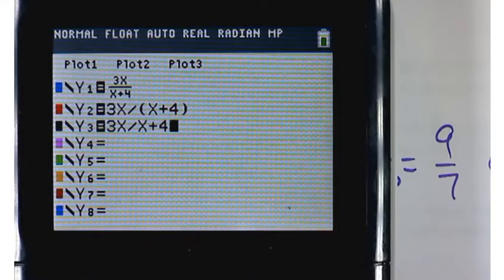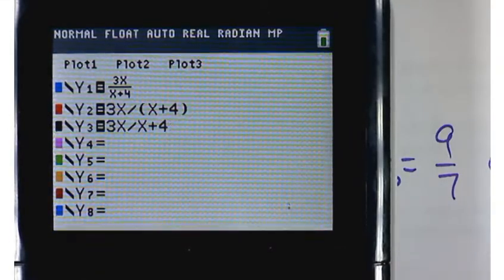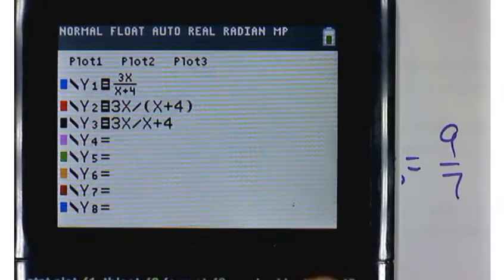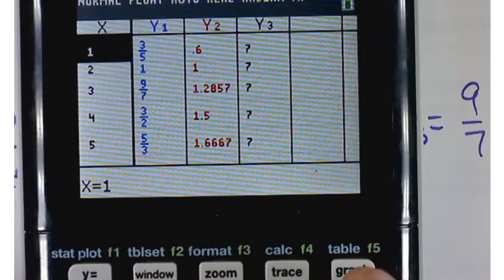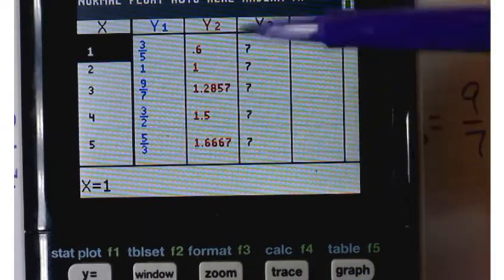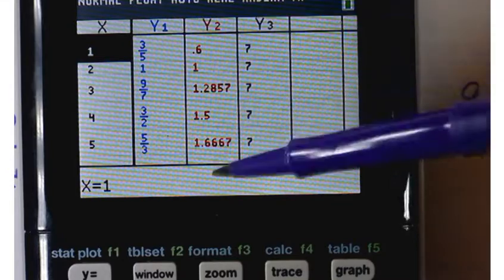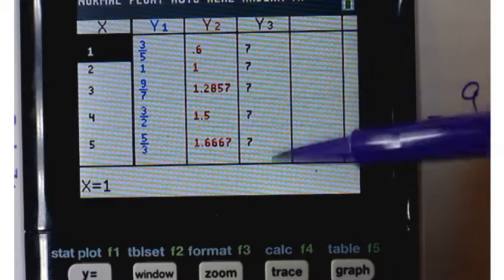But let's do the table, and let's see the difference between all three of these things. So if I do the second key, then the graph key, now I'm going to get a table with everything. Unless you're doing it with that fancy fraction method, then you're going to get the decimal values here, which, okay. And then as predicted, everything in this column was 7.